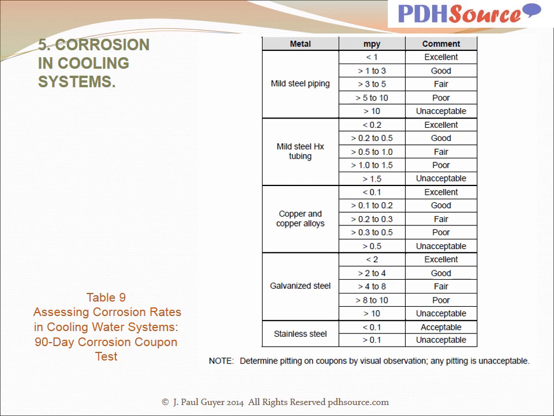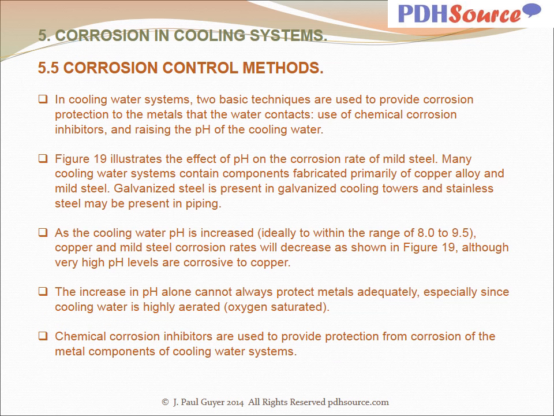Table 9, indicated here on slide 113, indicates assessing corrosion rates in cooling water systems using a 90-day corrosion coupon test. Corrosion control methods in cooling water systems. Two basic techniques are used to provide corrosion protection to the metals that the water contacts: use of chemical corrosion inhibitors and raising the pH of the cooling water.